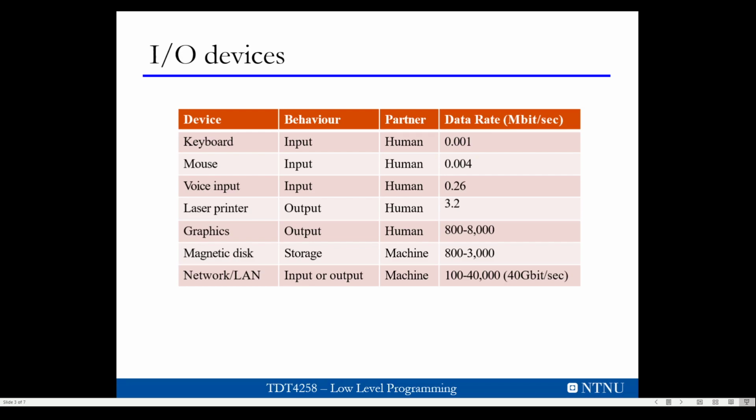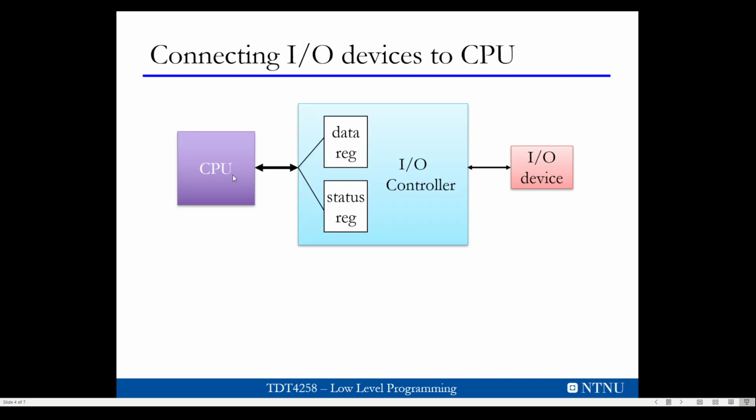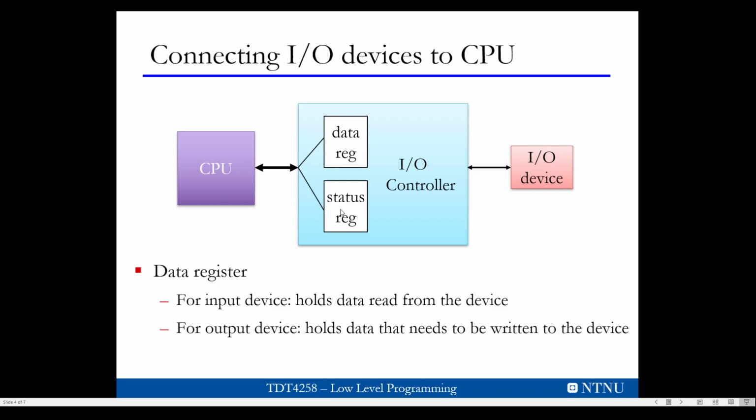Okay, so this slide shows us that input-output devices are very diverse. So we need to support this diversity while connecting an I/O device with the processor. So how do we do that? Instead of connecting the CPU and I/O device directly through a bus, we connect them via what is known as an I/O controller. It has a data register and a status register.